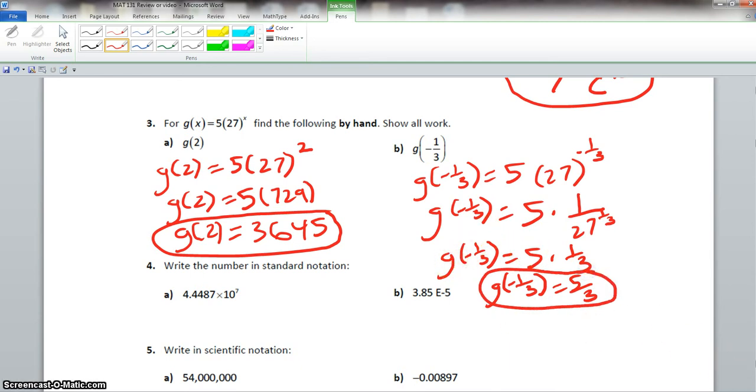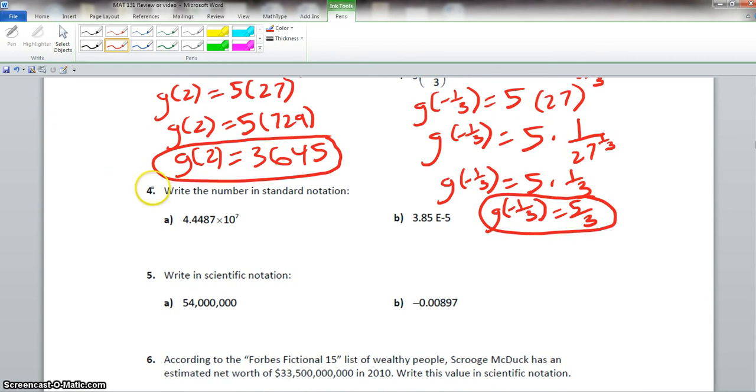Now we come here to number 4. It says write the number in standard notation. Standard notation just means that we want to write this number the regular way we write numbers. So we have 4.4487 times 10 to the 7th power. We need to move this decimal 7 places to the right. So we have 44487. So that was 4 places. And we have to add 3 zeros here. And this is our final answer.